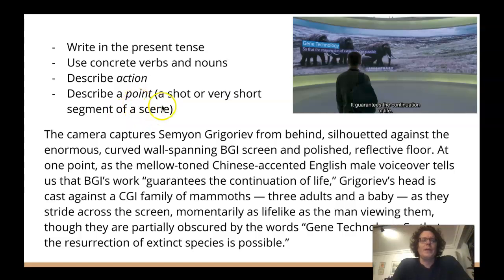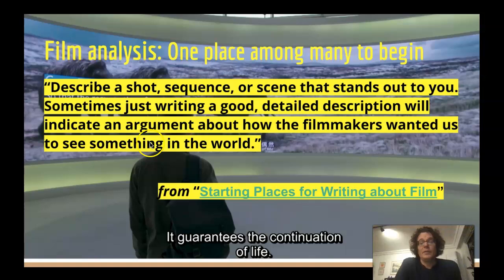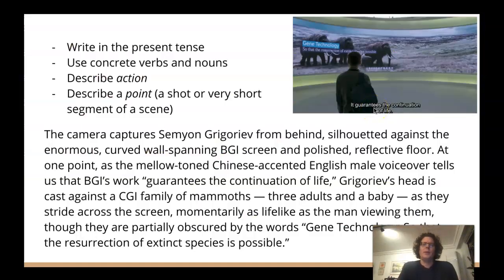Describe a point, and that's what we're doing now, looking at a shot or a very short segment of scene, just as a place to start, right? Again, just as one of many places, one place among many to begin, we're beginning with this. So here's what I wrote, kind of thinking about this scene, which I picked almost at random. I mean, it has mammoths in it, so it wasn't random, but most of the movie has some mammoth part or piece or tusk in it somewhere. Anyway, so I try to just describe what I see.